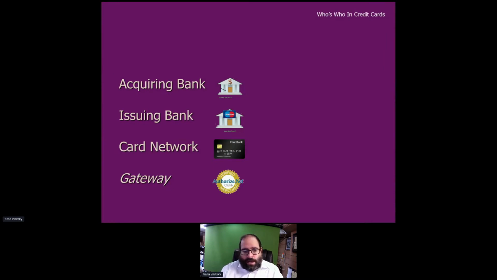So they have inserted themselves where the terminal used to be. They take all that information, they forward it to the acquiring bank, and they communicate back to the merchant. That gateway portion didn't used to exist because it was all in a little terminal. But now gateways perform that function, and we'll see how important that is as we go along.